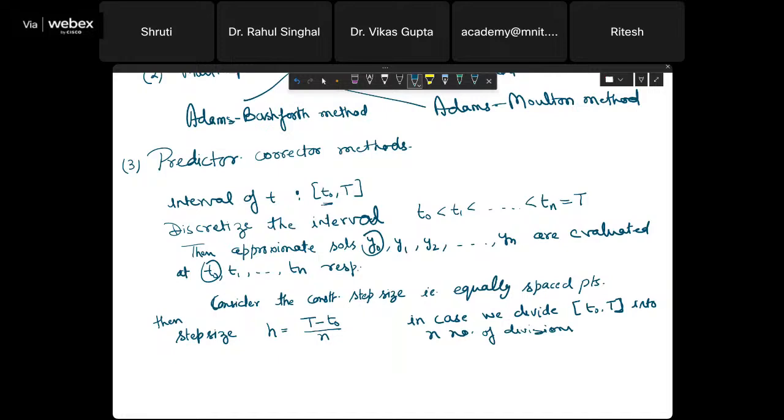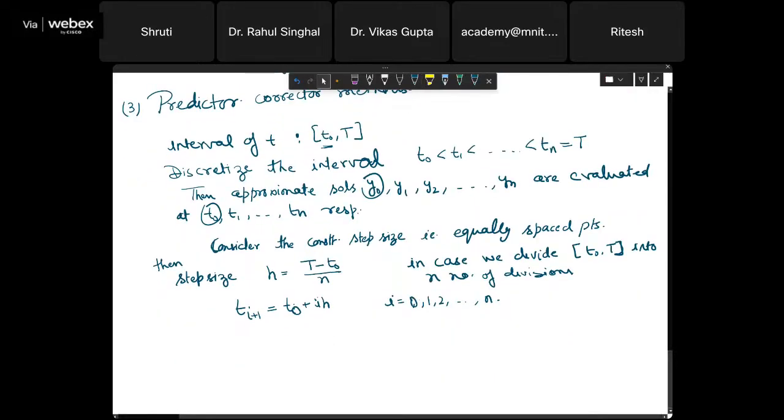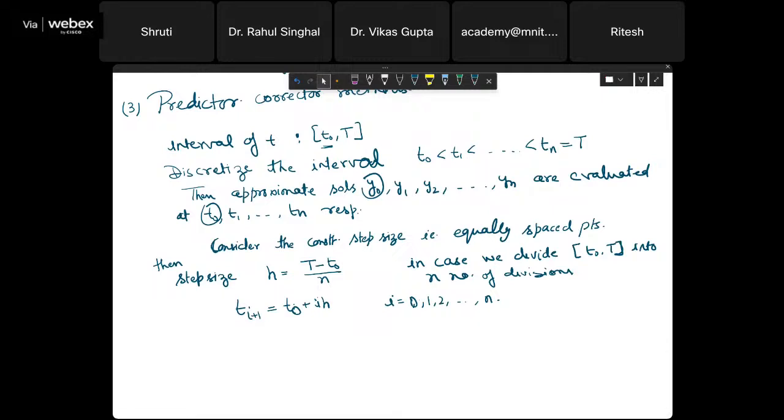Okay, so simply we can say that any T_{i+1} will be nothing but T_i plus h, where T_0 is given and i is varying from 0, 1, 2 and so on. At any point i plus 1, we can simply calculate like this after setting our step size h with the help of the total number of subintervals which we are considering.